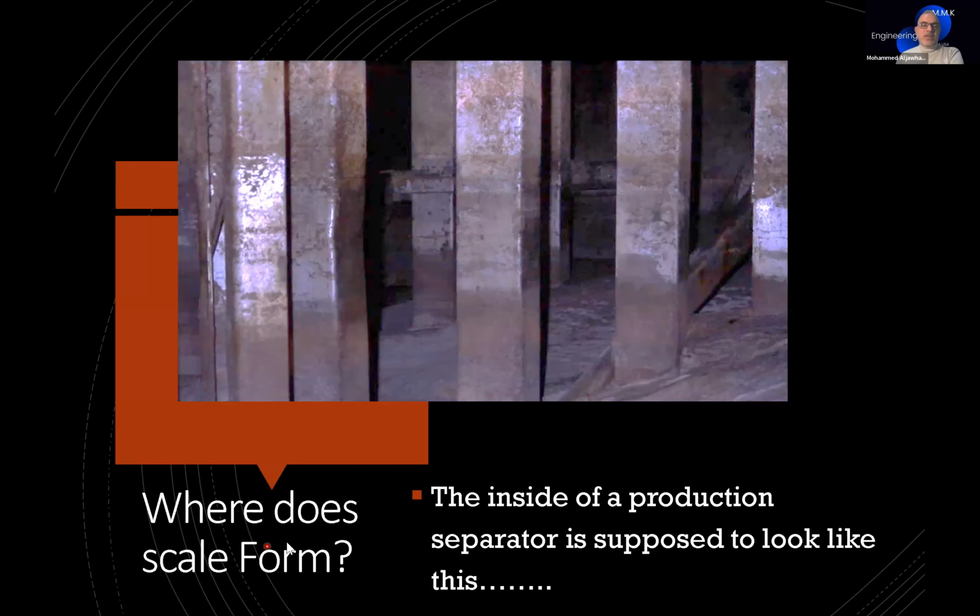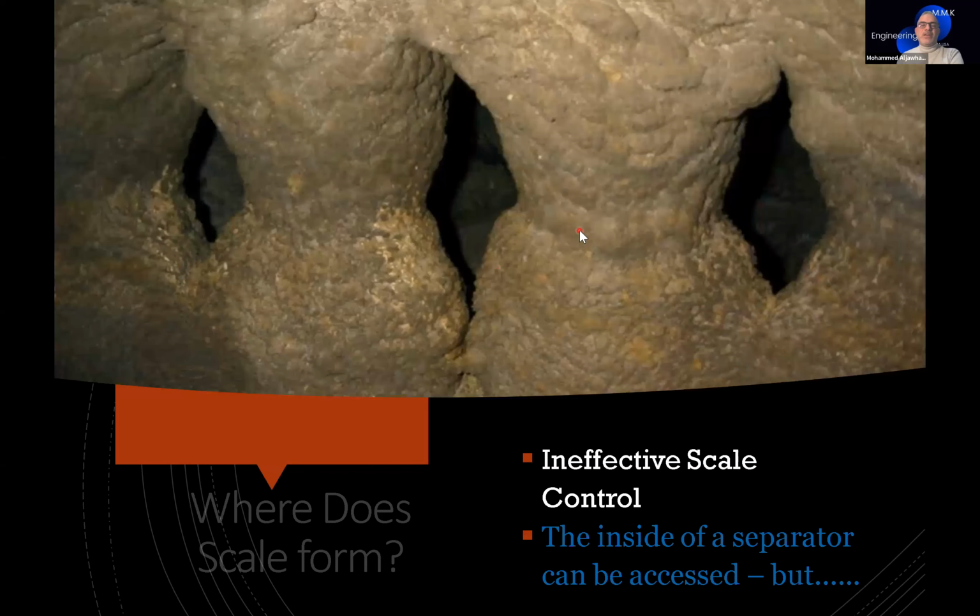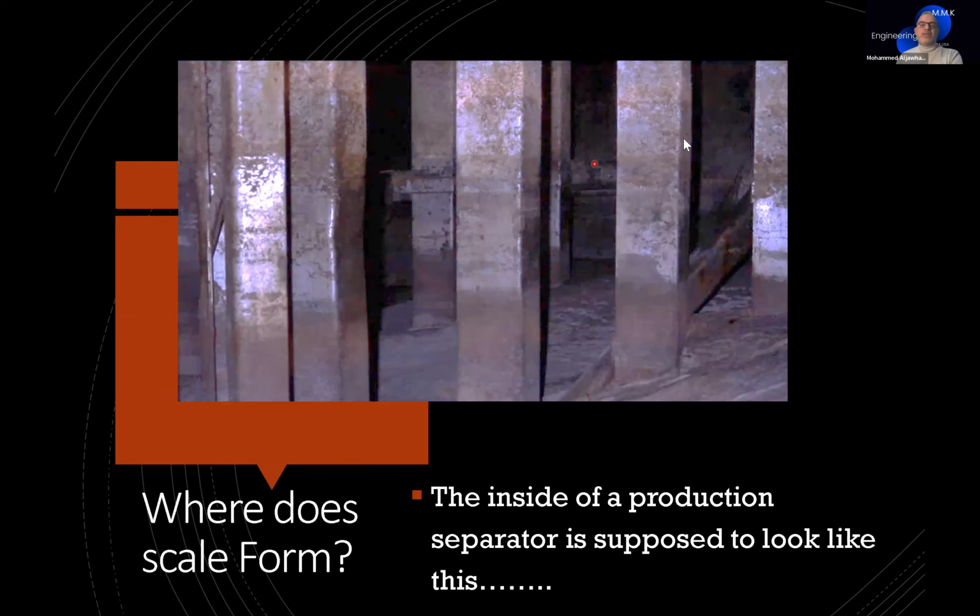Where does scale form? The inside of a production separator is supposed to look like this. So you can see it's a very nice, clean picture of what we have inside the separator. But the real situation is this. So if we go back, you can see the space inside the separator.